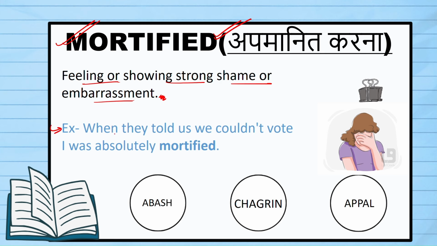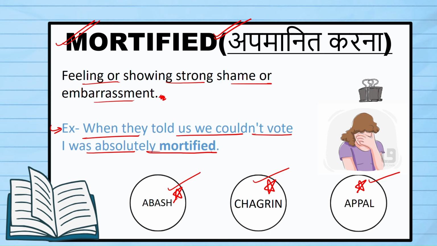Coming to the example we have: When they told us we couldn't vote, I was absolutely mortified. So I was absolutely embarrassed. Synonyms are abashed, chagrin, and appalled. Here all these words are kind of different, so you need to remember all of these. They're very small also, and when they come in synonyms, it might be very hard. So try to remember these.